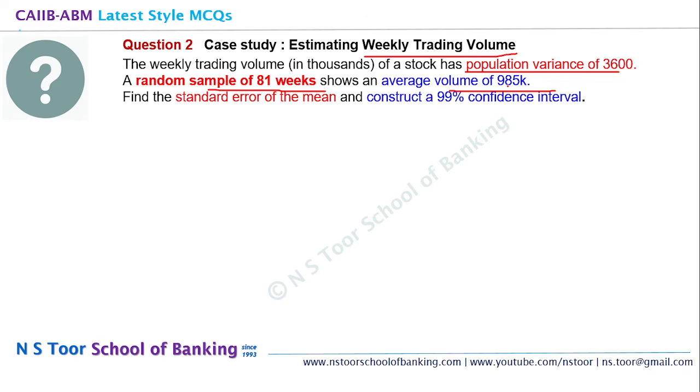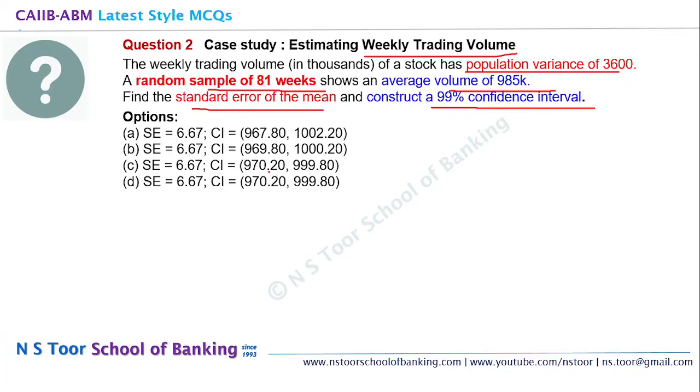9,85,000. It means 9,85,000. Find out the standard error of the mean and construct 99% confidence level. तो एक तो हमें स्टैंडर्ड एरर निकालनी है एंड 99% कॉन्फिडेंस इंटरवल कैलकुलेट करना है. सो लेट अस स्टार्ट फॉर दिस. So the first step is we have to calculate the standard error. How shall we calculate the standard error?